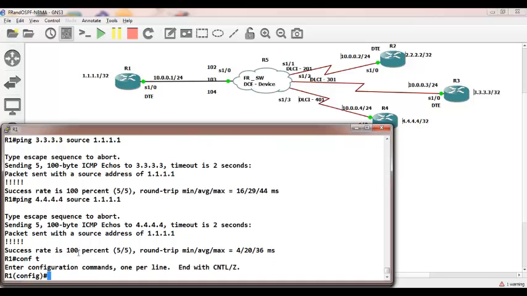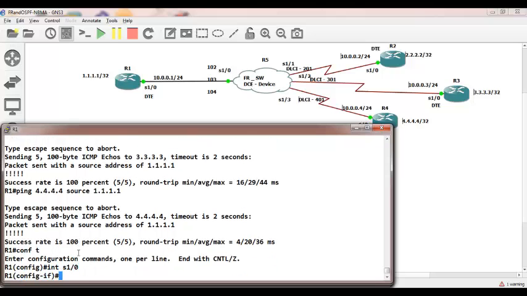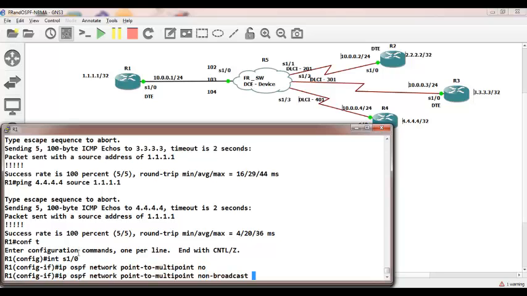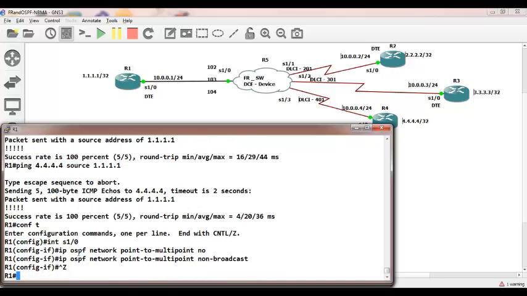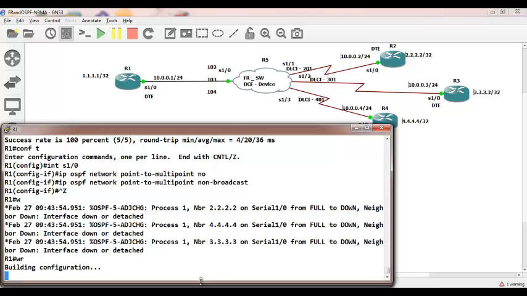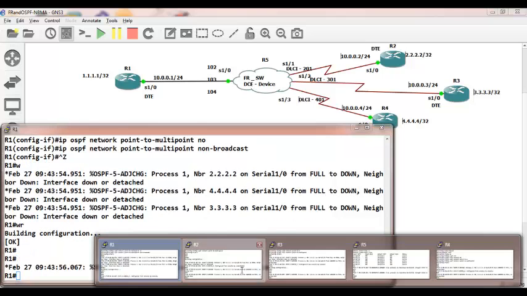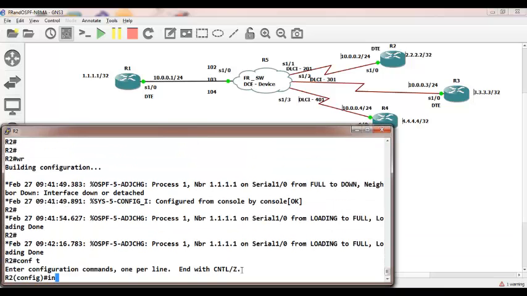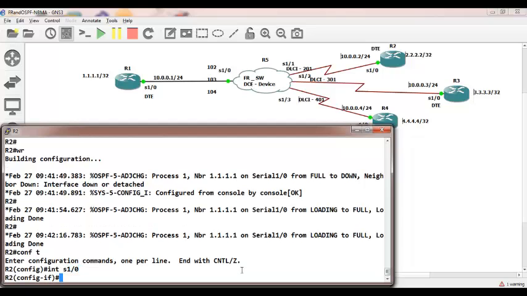Earlier I configured only point to multi-point. Now I am going to add the non-broadcast keyword. This is the third one. The neighbor will go down now, because neighbors need to be manually configured. Then what is the difference between the first one and this one? In the first one, neighbors are manually configured, but there will be a DR and BDR election. In this, neighbors are manually configured, no DR and BDR election.